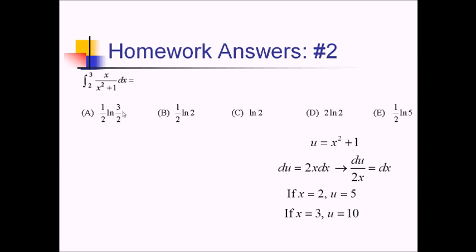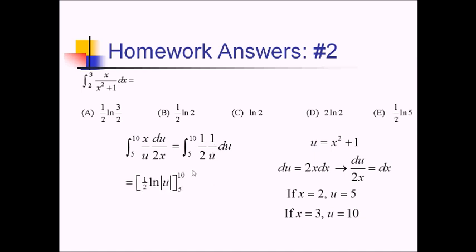Plugging all this back in, I've got x over u times du over 2x, and now my integral's going from positive 5 to positive 10. No negatives at all here. All right, canceling out those x's, I've got 1/2 times u to the negative 1 if I want to write it that way, or I could just write 1/2 times 1 over u. Either way, 1 over u, antiderivative there, that's going to be ln of absolute value of u, 1/2 times that.